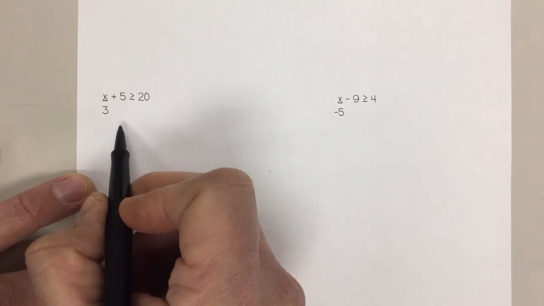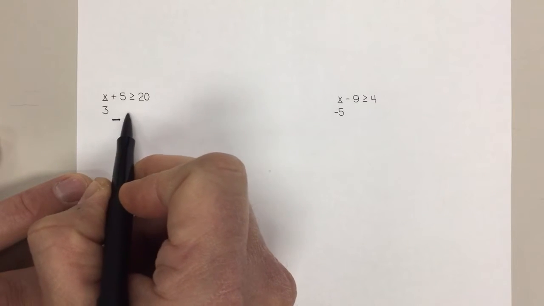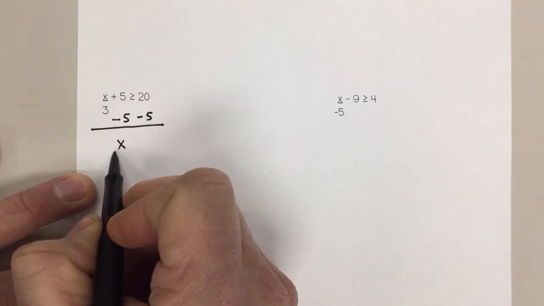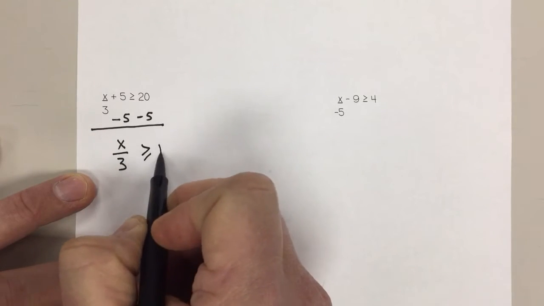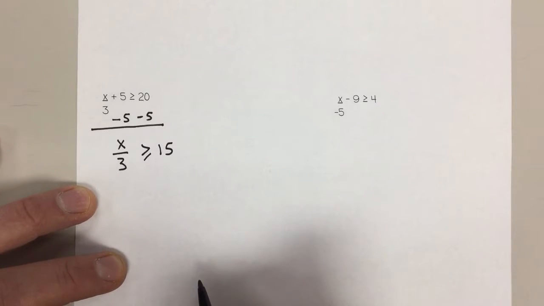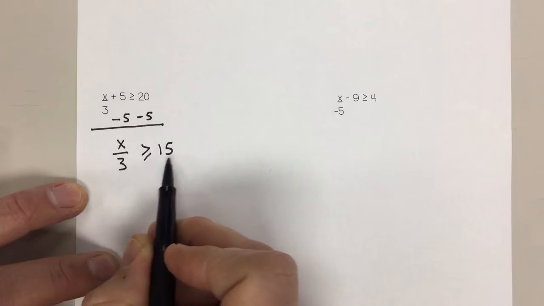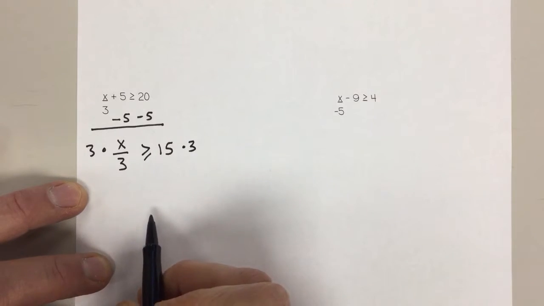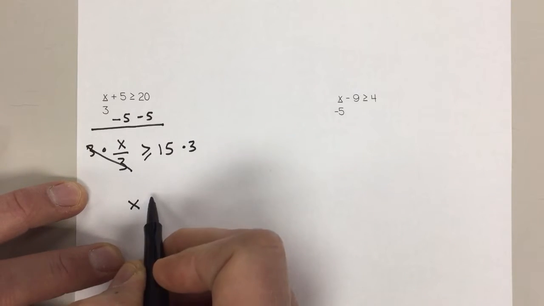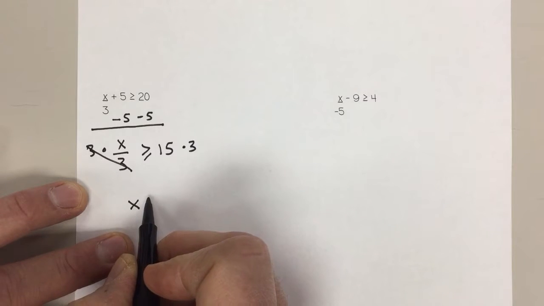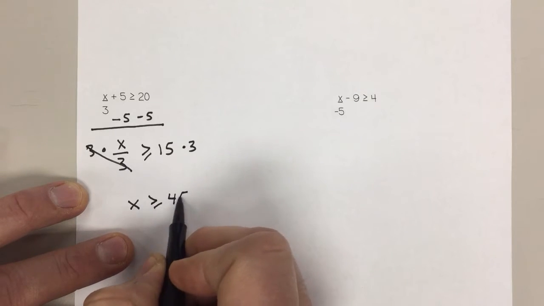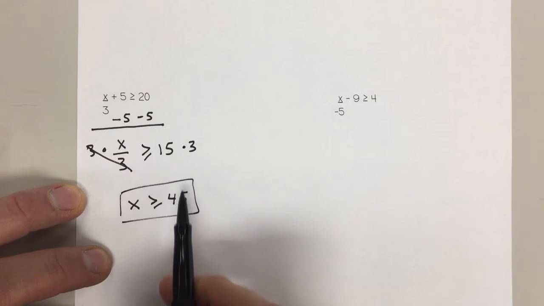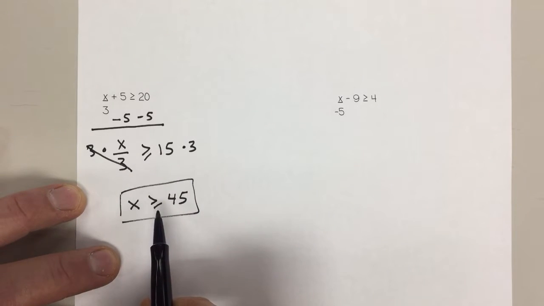Let's solve these two. First step on this one, subtract 5 from both sides, leaving me with x divided by 3 is greater than or equal to 15. Now I would multiply both sides by 3, giving me the answer of x is greater than or equal to 45. Since I multiplied both sides by +3, I do not need to change the direction of the inequality.